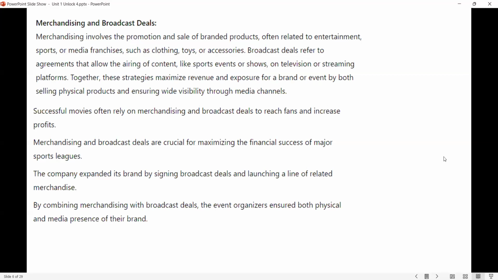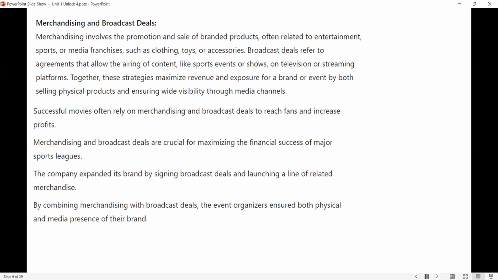Merchandising and broadcast deals. Merchandising involves the promotion and sale of branded products, often related to entertainment, sports, or media franchises such as clothing, toys, and accessories. And broadcast deals refer to agreements that allow the airing of content like sports events or shows on television or streaming platforms. Together, these two strategies maximize revenue and exposure for a brand or event by both selling physical products and ensuring wide visibility through media channels.